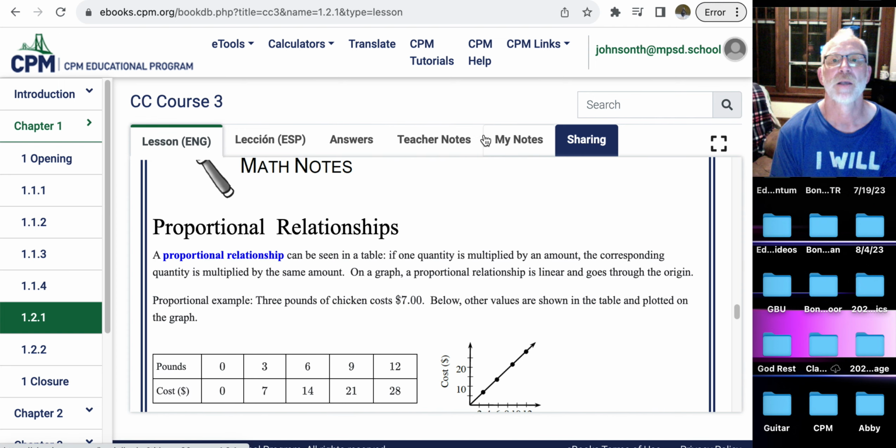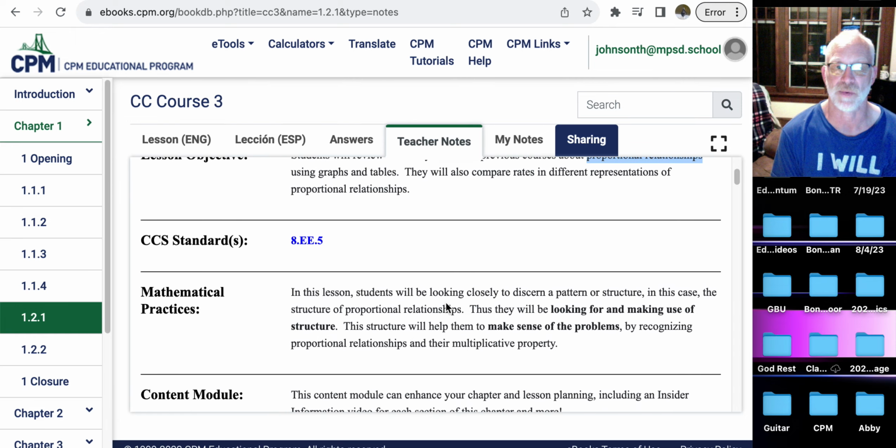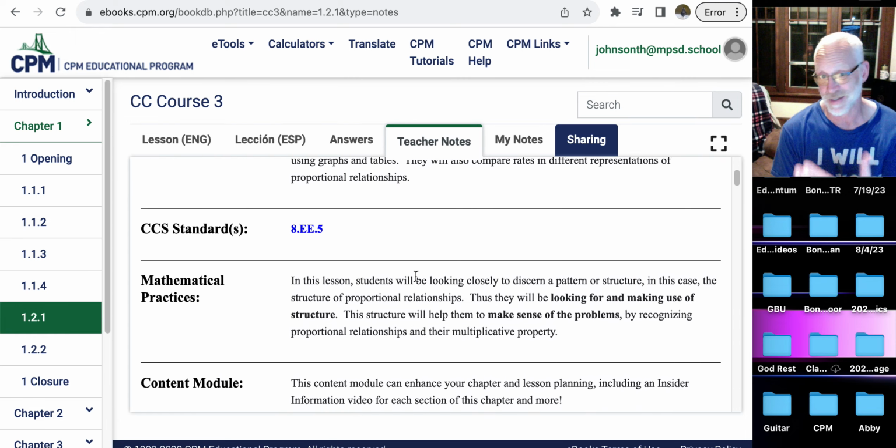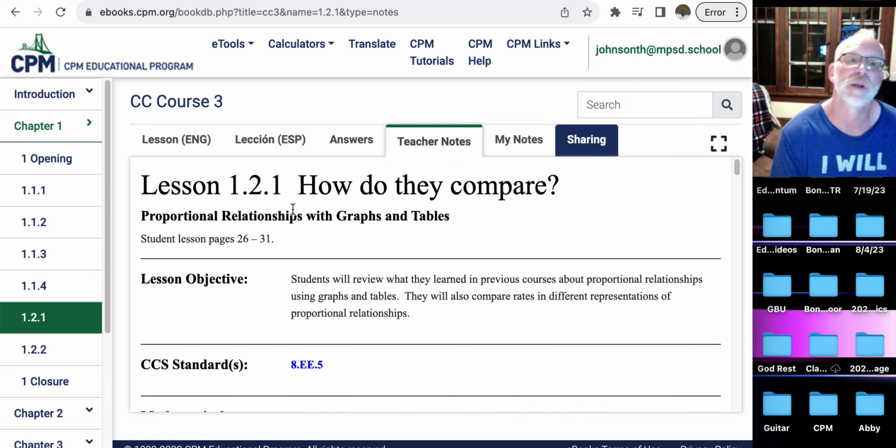Okay. The learning targets for today: students will review what they learned in previous courses about proportional relationships using graphs and tables. They will also compare rates and different representations of proportional relationships. It says in this lesson, so now we're looking for our success criteria. Students will be looking closely to discern a pattern or structure. They'll be looking for and making use of structure, and the structure will help make sense of the problem, because we want to see proportional relationships and how you can multiply through in proportional relationships.